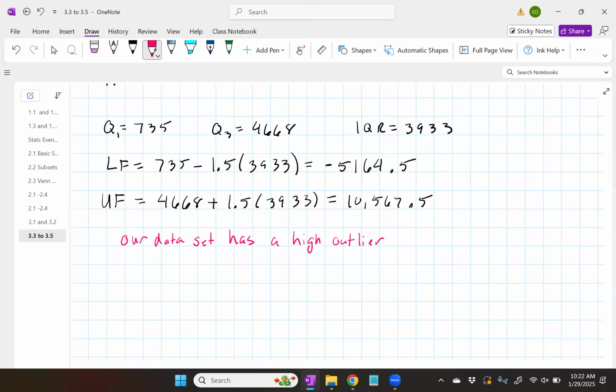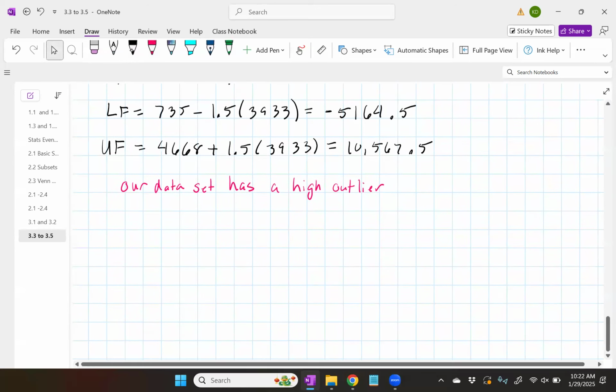Okay, we are doing good on time. 3.5 is our 5-number summary and a box plot. We have all of the tools to do this already. Really, we could have smushed these into the same section.